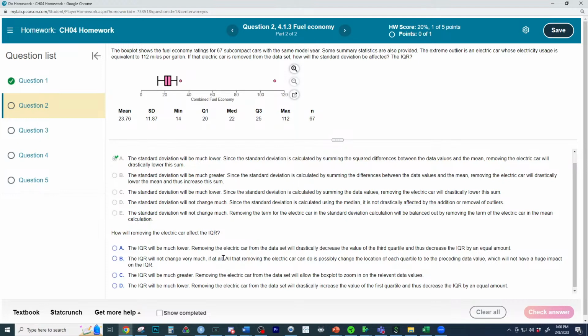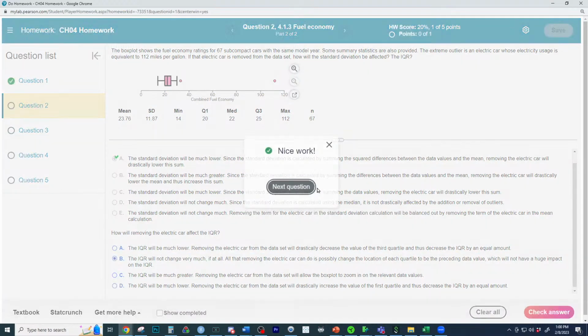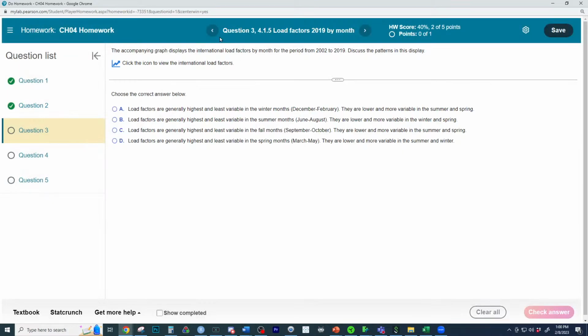So also, I would say on the more mathematical level, it's just going to be the spread of the data is smaller. How will removing this affect the IQR? Well, the IQR is just the middle 50%. It's really not going to change much. The IQR will not change much, and that's all I would need to know about it, because the IQR is the range of the middle 50%.